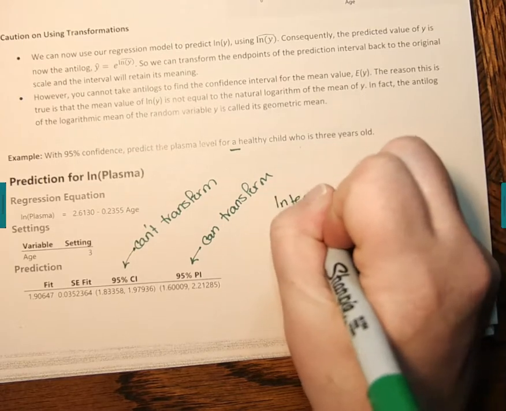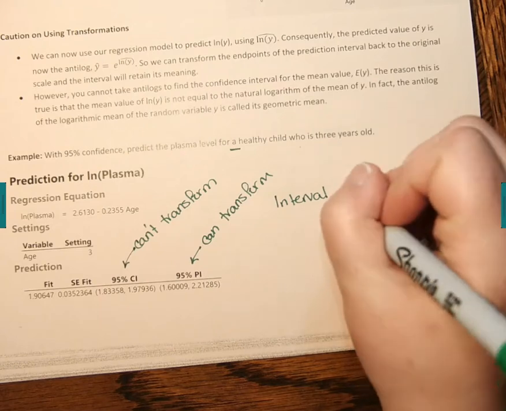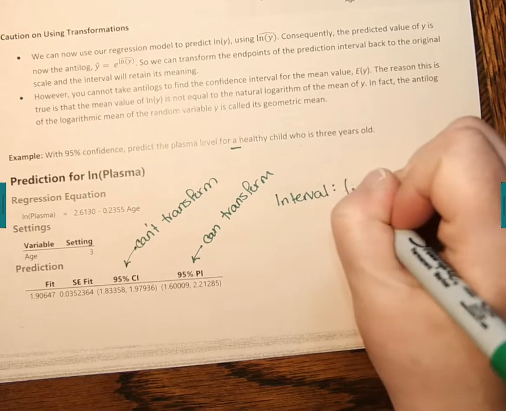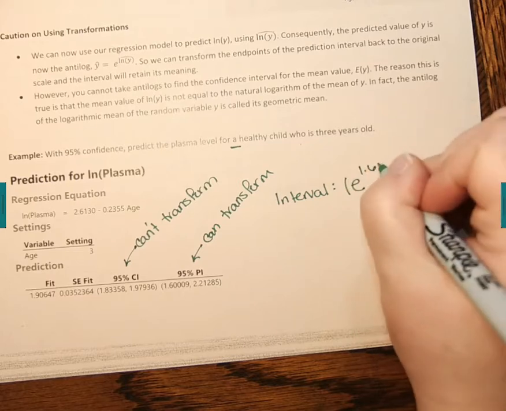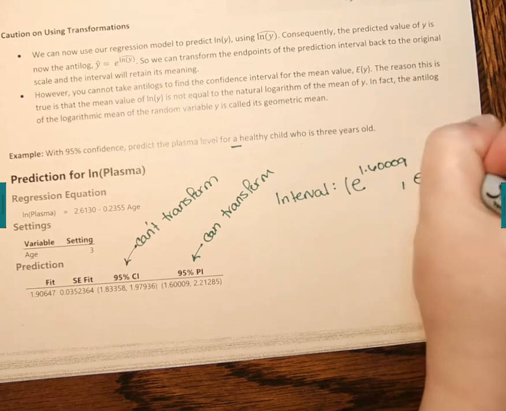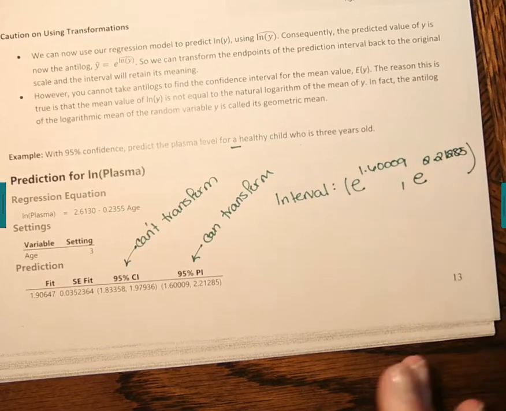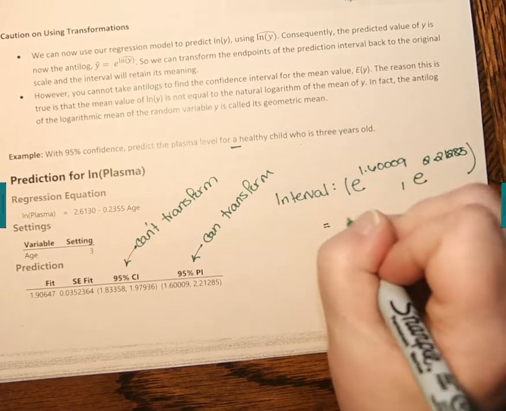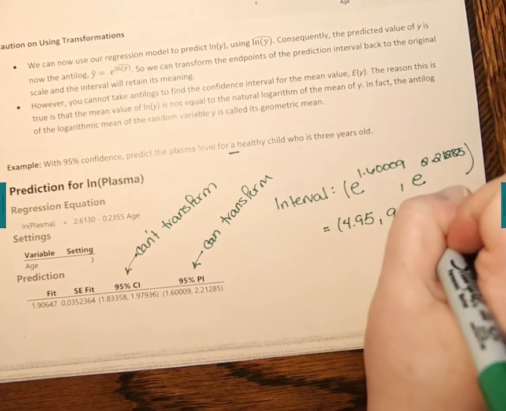So for our interval, what we're going to do is take the antilog of the two endpoints here, and this will give us back in terms of the y that we want. So our interval is going to be e to the 1.60009, e to the 2.21285. And this is equal to 4.95 to 9.1417.